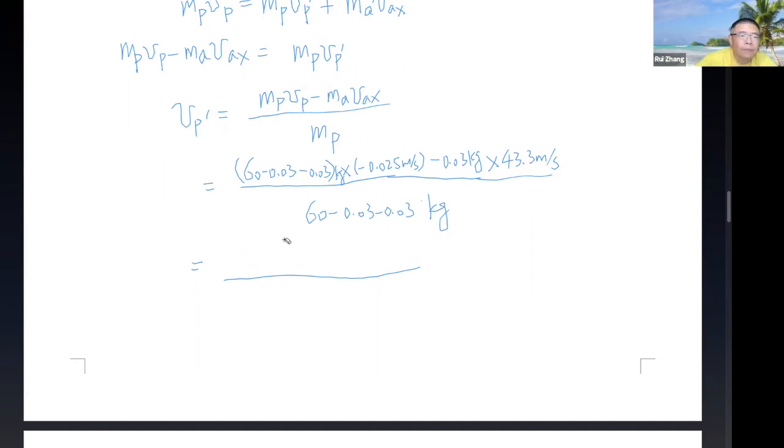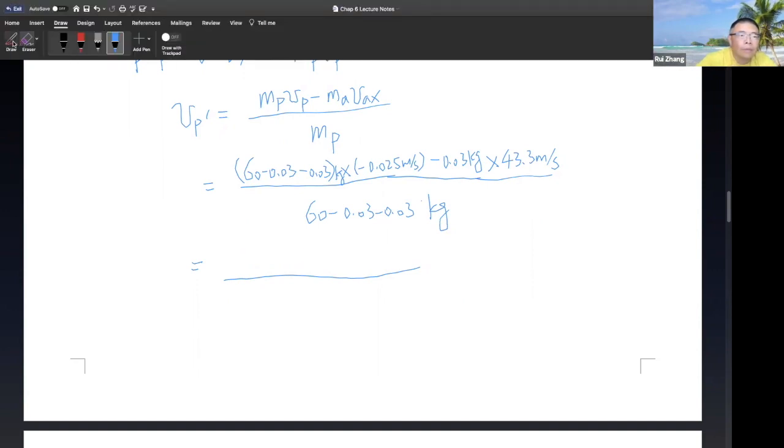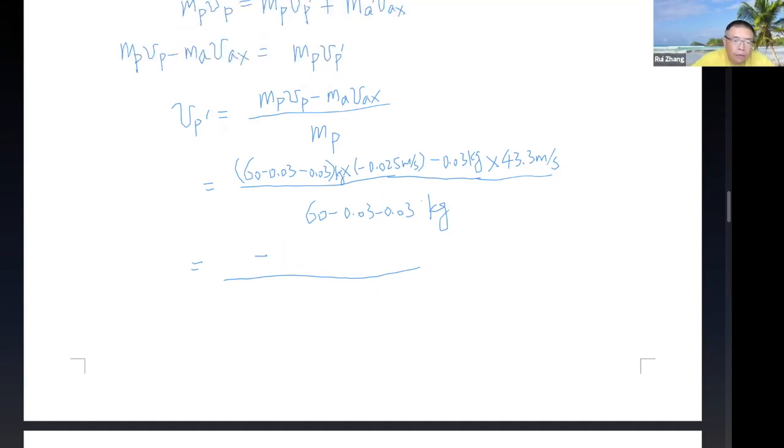Let me use the eraser here. Negative 2.80 kilogram times meter per second divided by 59.94 kilogram. Okay. So the answer is going to be 4.74 times 10 to the negative 2. 4.74 times 10 to the negative 2 meter per second. Okay, use a minus sign.